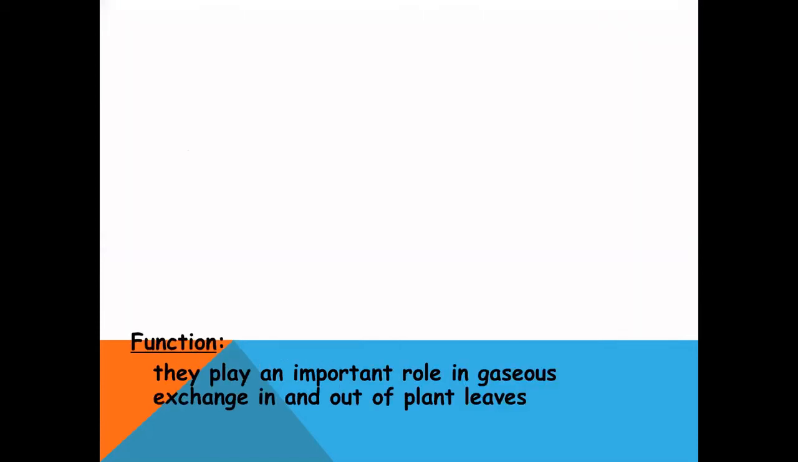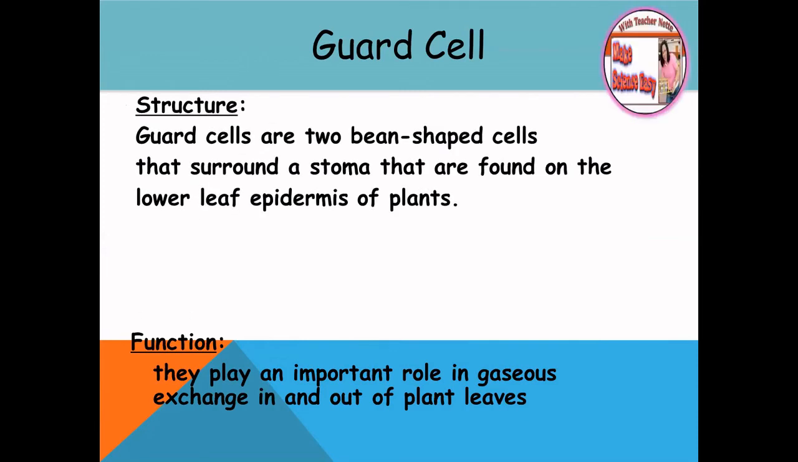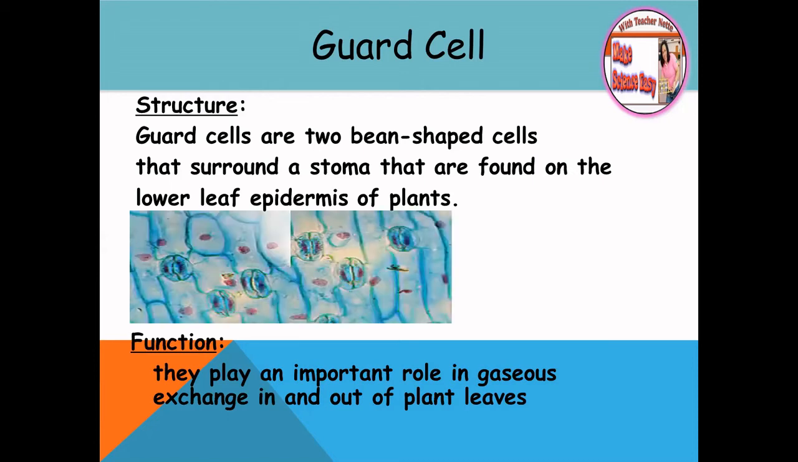The next one is playing an important role in the exchange of gases in and out of the plant leaves. Of course, it's still on the leaves. What does it have? Very good. Chloroplast. So what we are talking about now is a guard cell. A guard cell is two bean-shaped cells. They have a stoma, and they are found on the lower epidermis of plants, of course, in the leaves. This is how it looks under the microscope.